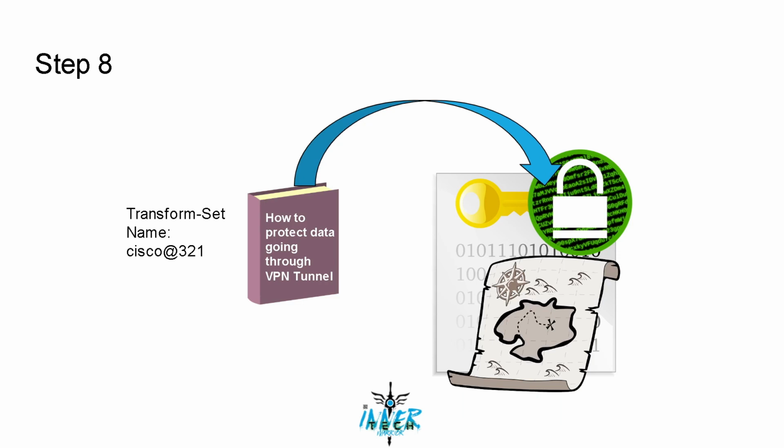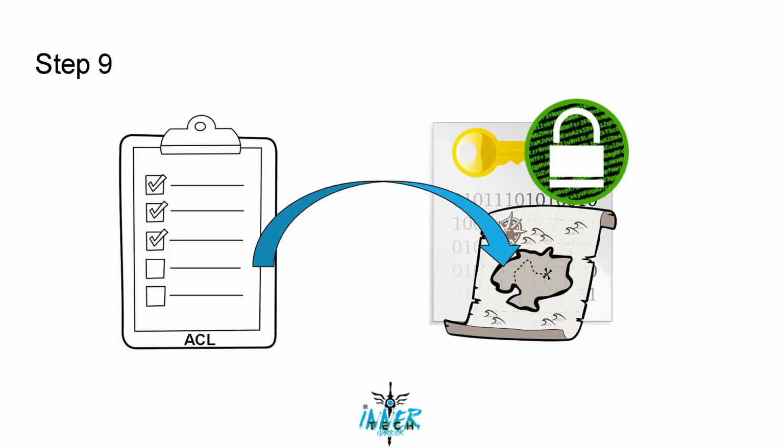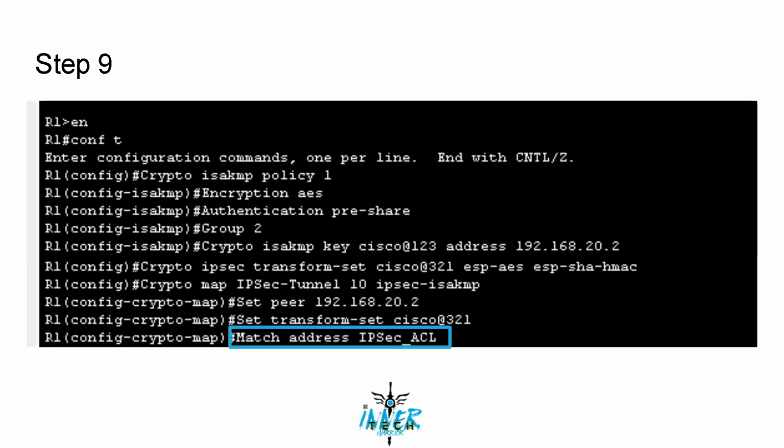Step 8 is to apply the transform set we created, which was Cisco@321. This tells the crypto map to use our data encryption rules we created in the transform set. The command here is set transform-set Cisco@321. Then in step 9, we want to apply an ACL that says, hey, we're only using this crypto map for people on our list. Management told us to call the ACL IPsec_ACL. So the command will be match address IPsec_ACL.